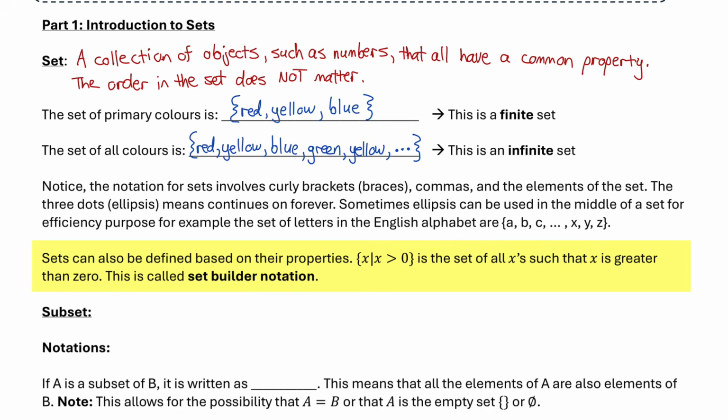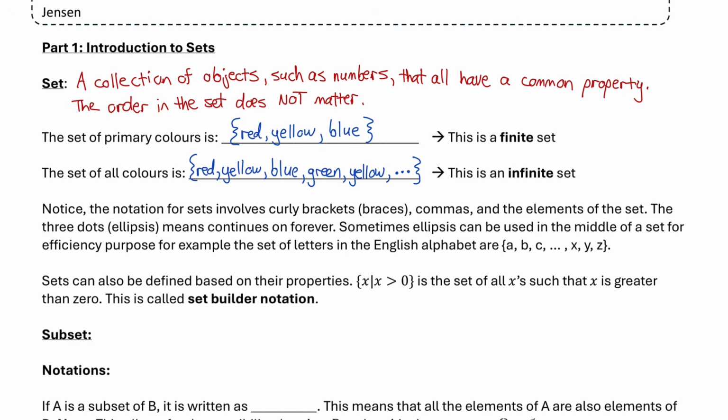And sets can also be defined alternatively based on their properties. And that method is called set builder notation. So if we see a notation like this, it means the set of all x's such that x is bigger than 0. So that would include numbers like 1, 2, 3, 4, 4.5, and so on, an infinite number of values. But this set builder notation more efficiently describes that set of values than trying to list them all out.